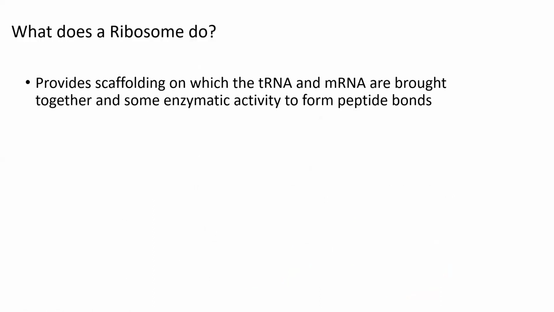So what does this ribosome do? It basically helps create a scaffold in which tRNAs and mRNAs can be brought together to use enzymatic activity to form peptide bonds. So remember when we were talking about proteins in the first week, where peptide bonds are formed between the monomers of amino acids to form these primary sequences and so on.